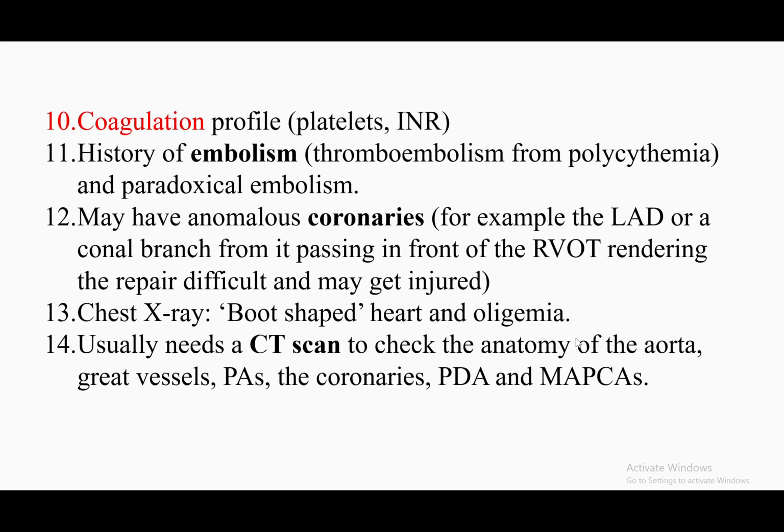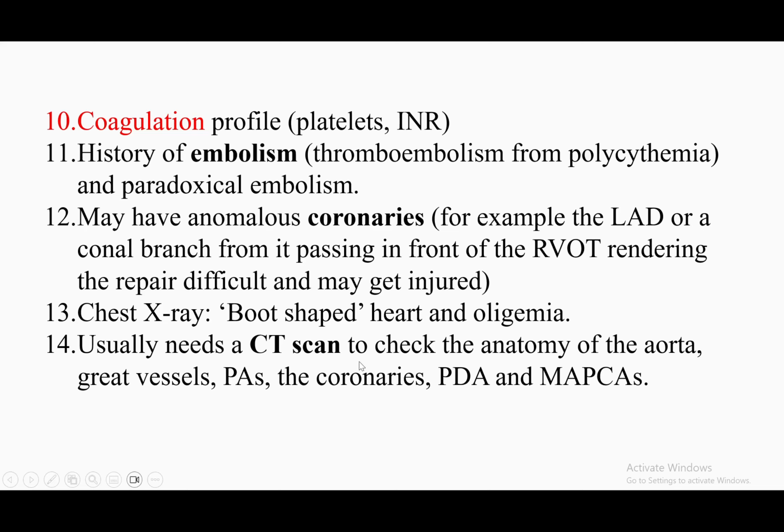We check the coagulation profile and history of embolism, either thromboembolism from the polycythemia or paradoxical embolism from the right to left shunting across the VSD. May have anomalous coronaries, for example the LAD or conal branch from it passing in front of the RVOT, rendering the repair difficult, and it may get injured, like we said before. Chest X-ray: the heart is boot-shaped with oligemia in the lungs.